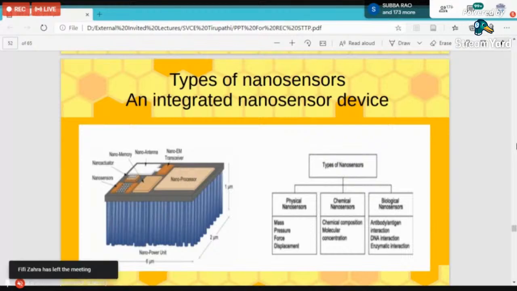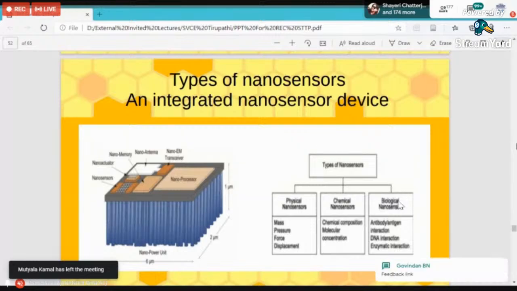You know it. So the types of sensors: you can say physical sensors, then chemical, and biological sensors. Physical nano sensors, where you want to measure the mass, you can measure the pressure, force, and displacement. The physical sensors are used in order to extract the data. Then chemical sensors, where chemical composition you can sense. You can sense molecular dimensions, molecular distances between two molecules. Then concentration, how many molecules are there in a small area? That also we can count.